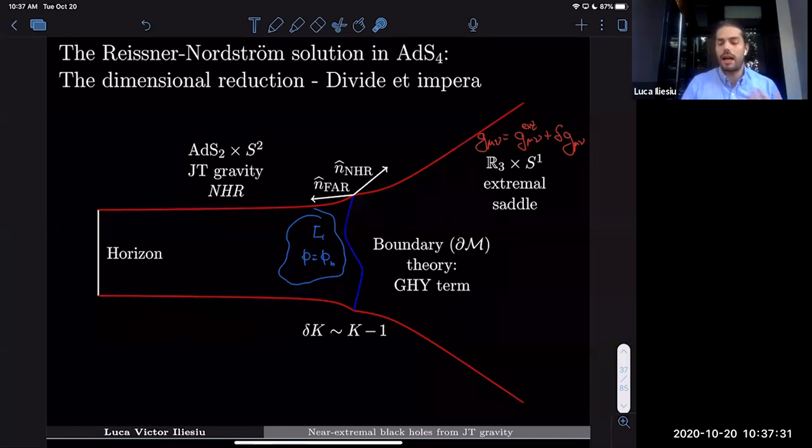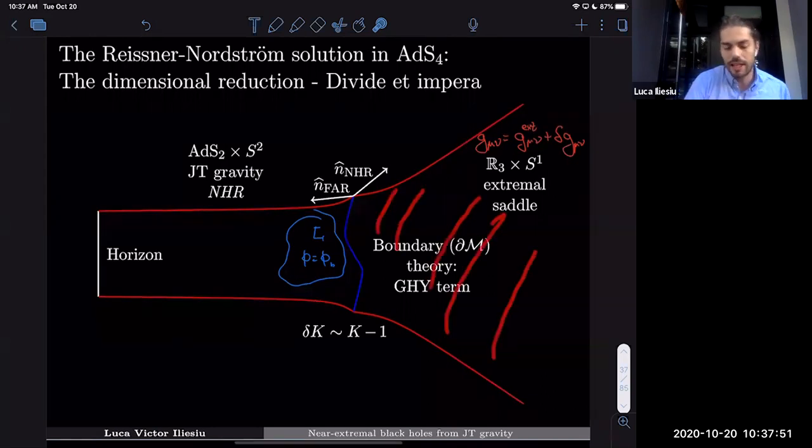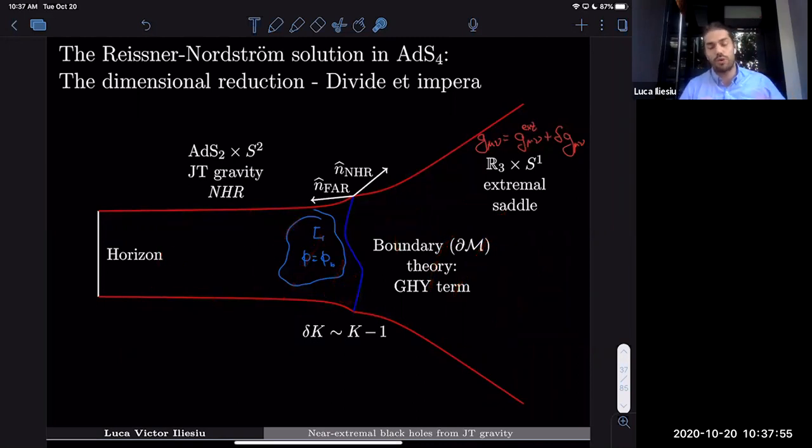So essentially, I've expanded my metric in the faraway region around its extremal value, and I still allow the near horizon area to have whatever metric it wants. So this means that this space has some sort of discontinuity in it. Here we fix the metric, and here on the left we let it fluctuate.